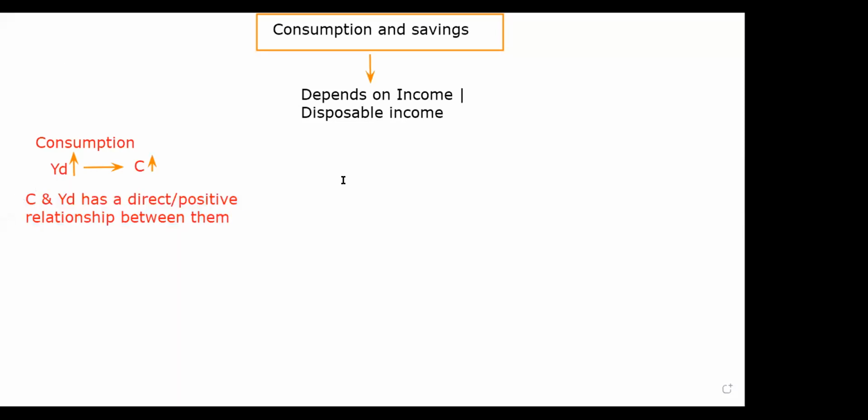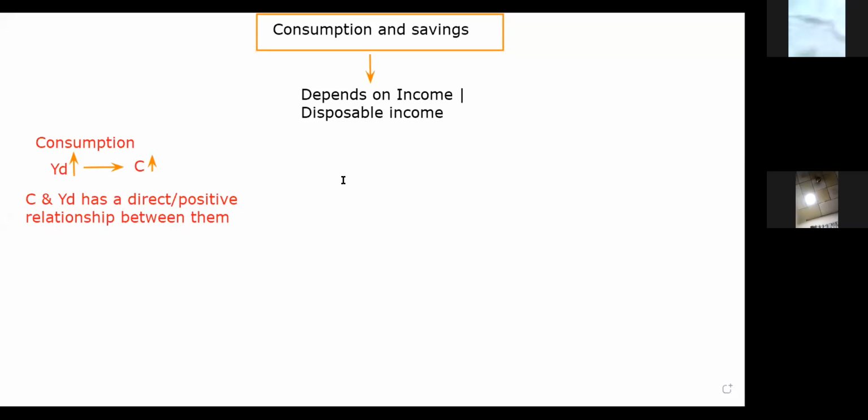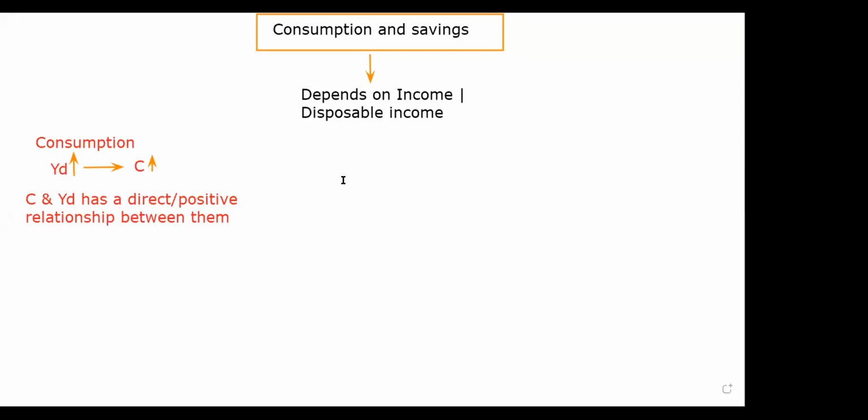I'm rephrasing what we did so far. I talked about consumption and savings. I said both of them depend on income. Then we started with consumption. I am saying that consumption and income have a direct or positive relationship. So when income increases, consumption will also increase. When income falls, consumption will also fall. Then what do you think about savings? I'll draw savings onto this, in green. So we have savings here.